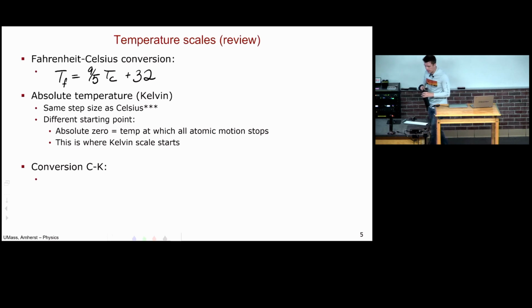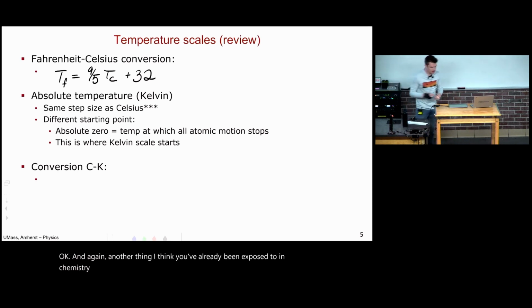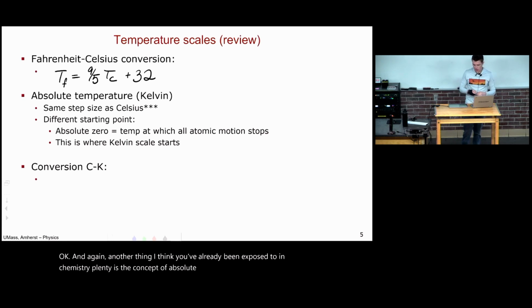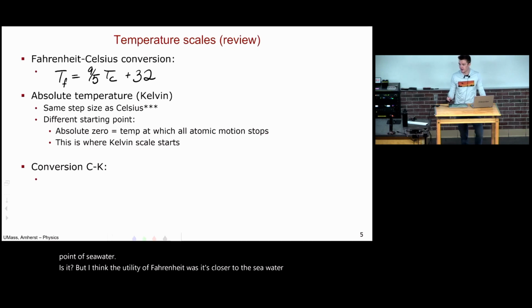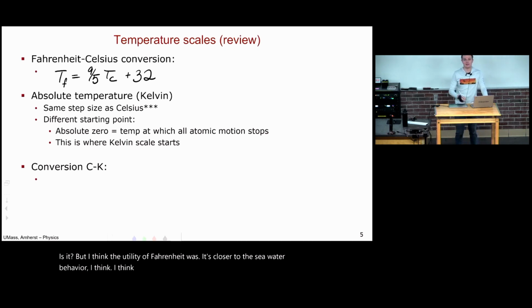Okay, and again, another thing I think you've already been exposed to in chemistry plenty is the concept of absolute temperature. 0 Celsius is at a random place, the freezing point of water. Actually, 0 Fahrenheit, does anybody know why 0 Fahrenheit is 0 Fahrenheit? Yes. That is very close and funnier than the real answer. Yes. Bromine, I think it might be a coincidence. I think it's the freezing point of seawater. Oh, is it? But I think the utility of Fahrenheit was it's closer to the seawater behavior. I think that's the lore behind it. Beer is a much funnier answer, though.